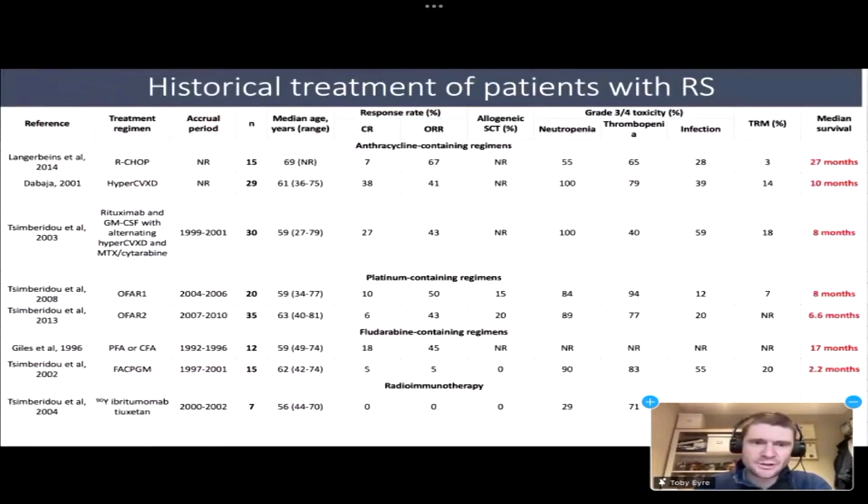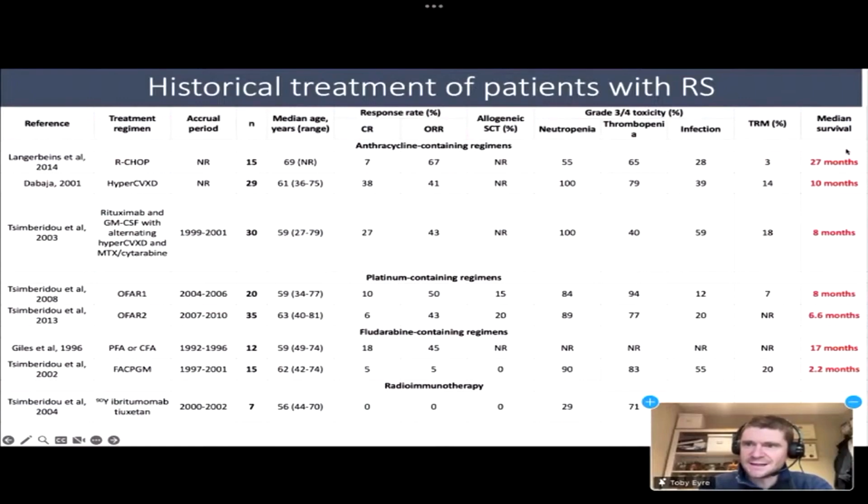Okay, so how do we treat Richter's? This is a historical slide of attempts made over the last 20 years or so to analyze different chemotherapy-based regimes, and I've just listed some of the sort of most common regimes here. You can see here anthracycline-based treatments, platinum-based treatments, and fludarabine-based treatments as well. And a couple of things just to say, they are quite toxic. You see quite a lot of cytopenias. You can see here the treatment-related mortality ranging a bit between a couple of percent, but right the way up to nearly 20% with some of the more intensive treatments.